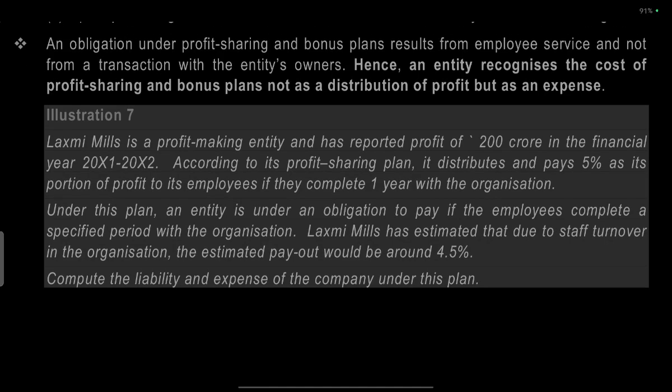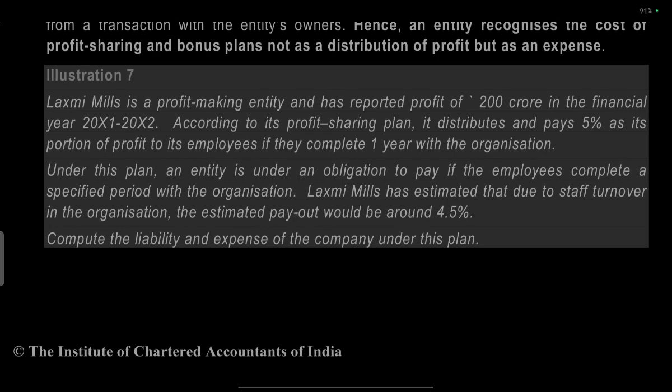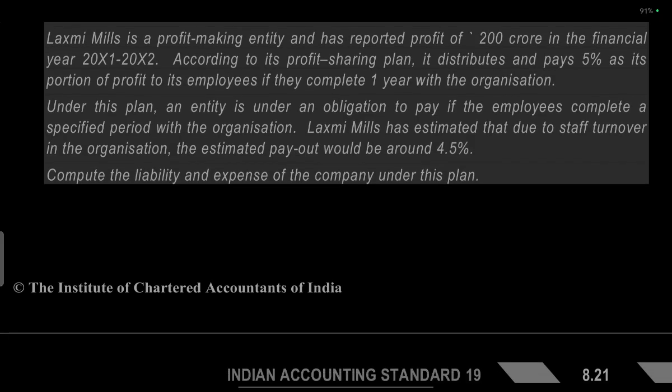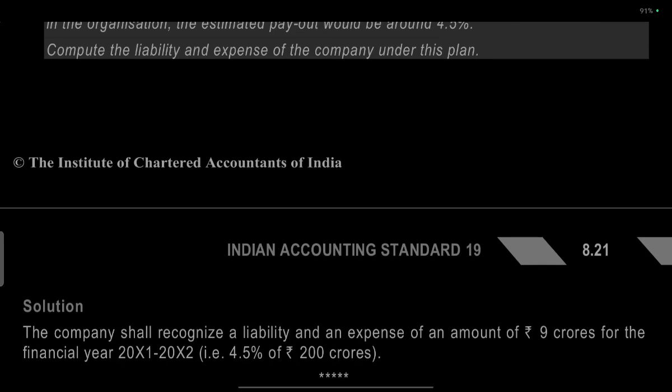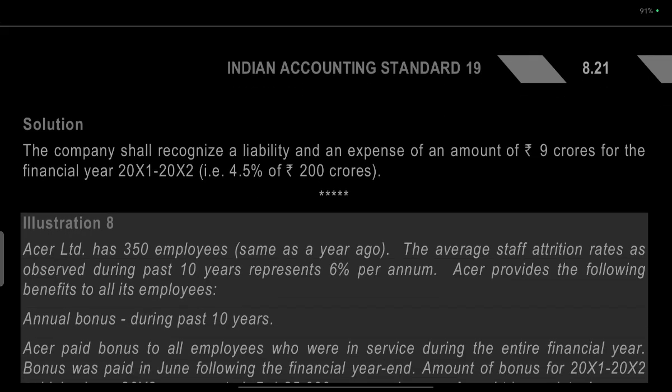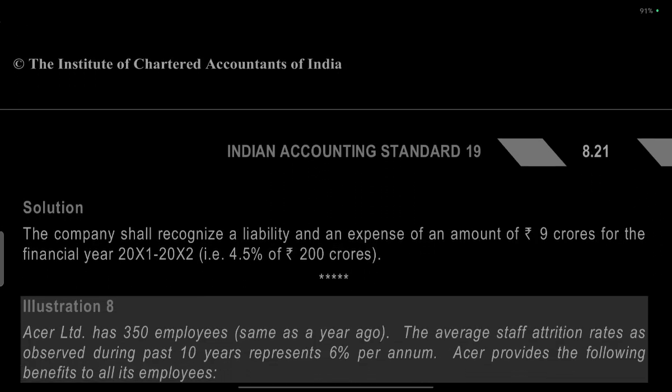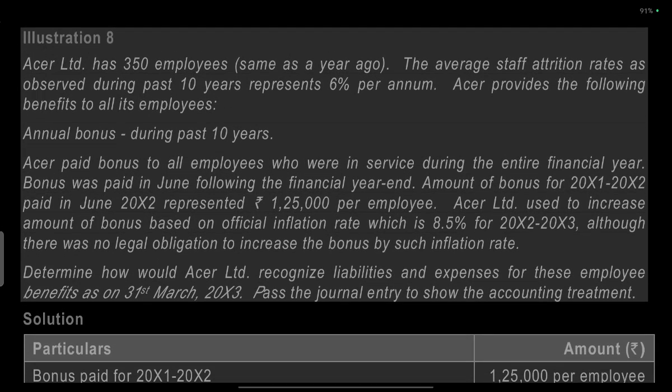The next example: a profit-making entity has a reported profit of 200 crores in a financial year. It distributes annually 5% of the profit to employees for the year's operations. Under this plan, the entity is under an obligation to pay the employees, with no alternative. It is estimated that due to staff turnover in the organization, the estimated payout will be 4.5%. Compute the liability and expense. 4.5% of 200 crores of profit is 9 crores.